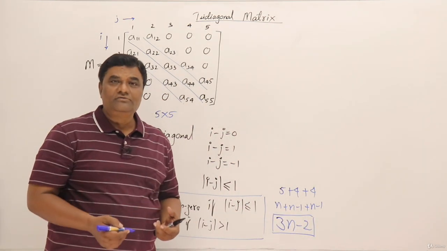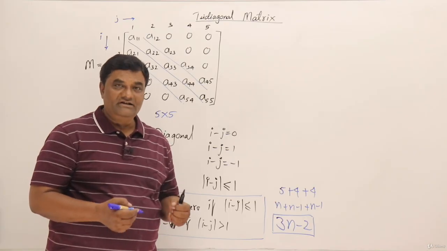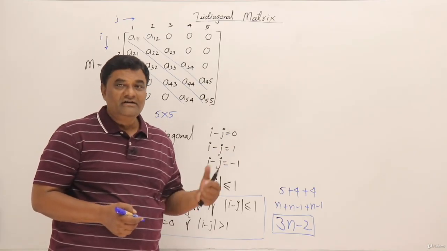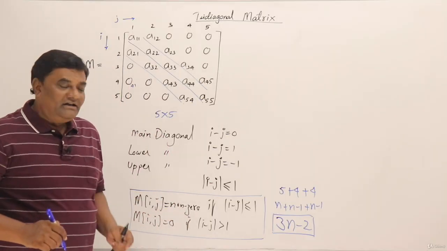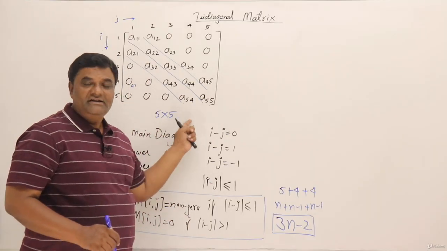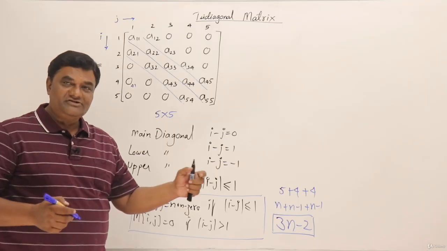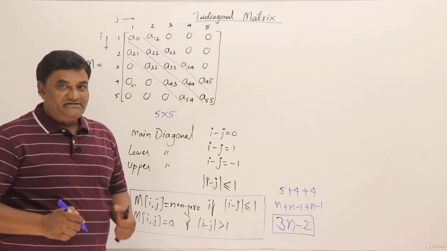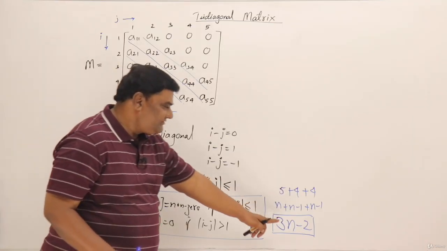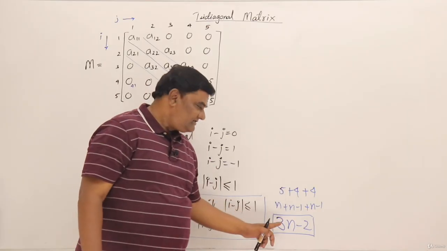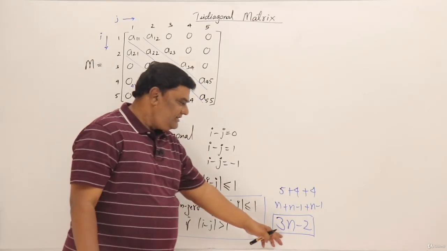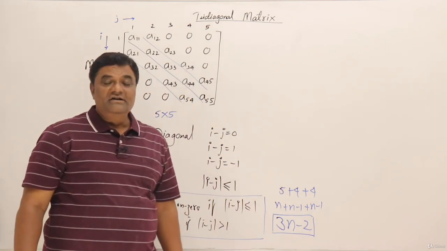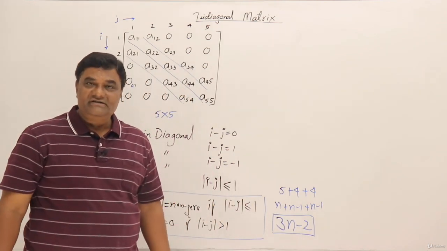We have been trying to avoid storing 0 elements, and here also we go for the same thing. We will avoid storing 0 and store only non-zero elements. Then we will not take a two-dimensional array for this matrix; we will take a single dimension array. What should be its size? It depends on the number of non-zero elements, that is 3 into n minus 2. What is n in our example? 5. So 15 minus 2, that is 13. So we need 13 spaces for storing these elements.